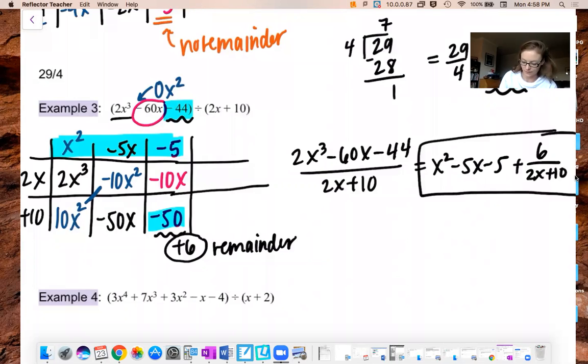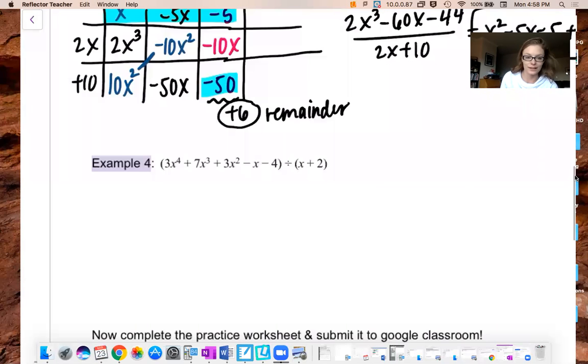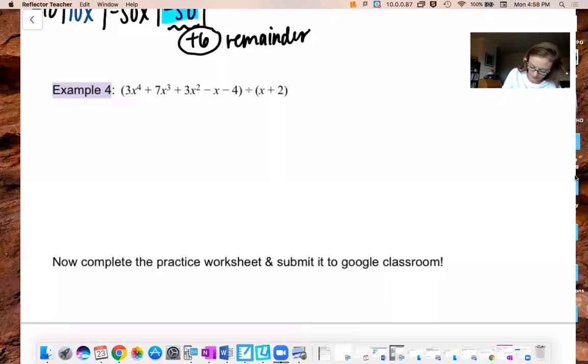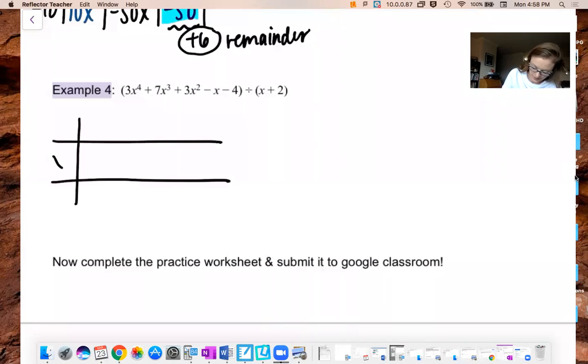Okay, so let's do the last one. You guys go ahead and feel free to try to do this one on your own and then check your answer with me. Okay, so let's set up our box. So you do x plus 2, what you're dividing by on this side. We put the highest term in this box right here. And then we just work our way through the puzzle.